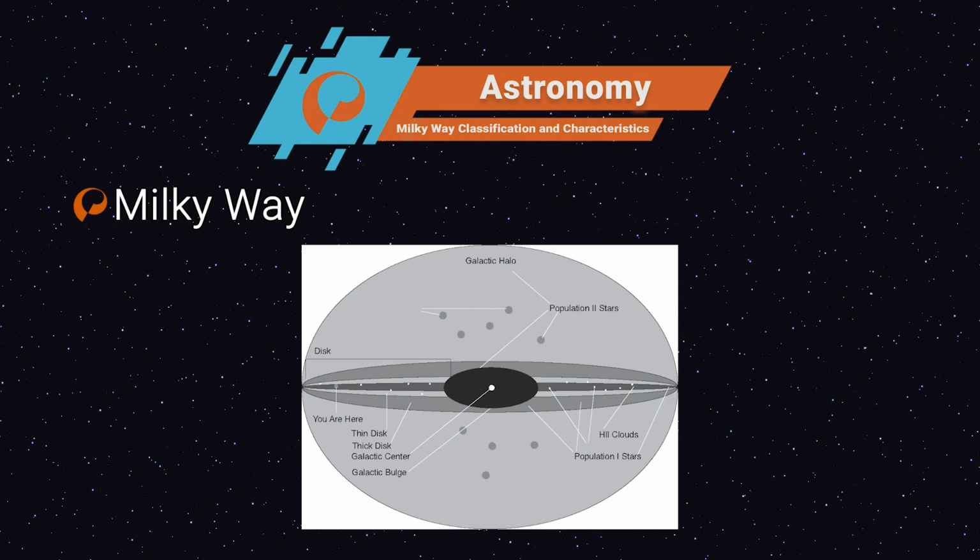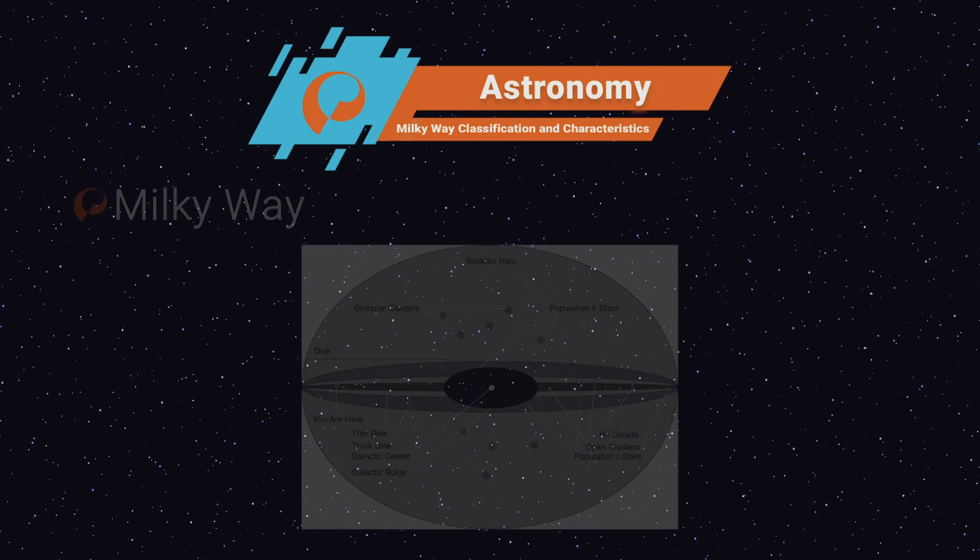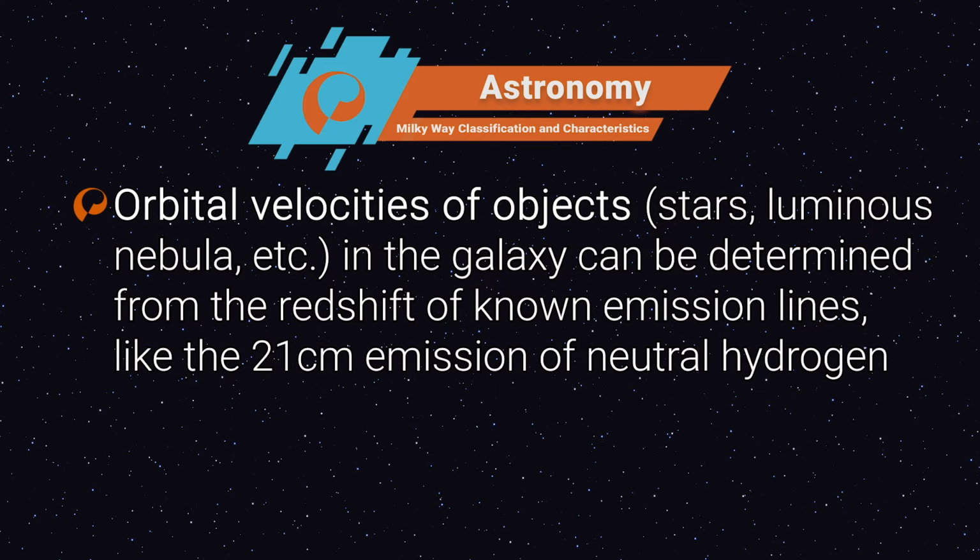Surrounding the galactic disk and bulge are the stars of the galactic halo of old stars. All the stars are older because no active star formation takes place in the halo. Many of these old stars are tightly packed into globular clusters, orbiting the galactic center. Stars in these clusters are tightly bound by gravity, unlike open clusters of stars in the galactic disk. Orbital velocities of objects, stars, luminous nebulae, etc., in the galaxy can be determined from the redshift of known emission lines, like the 21 centimeter emission of neutral hydrogen.